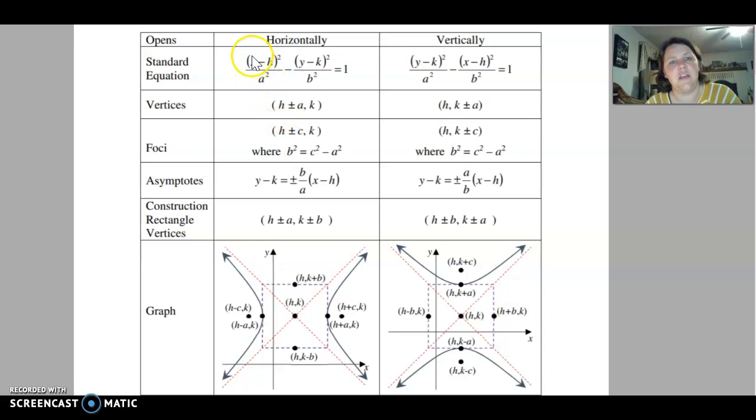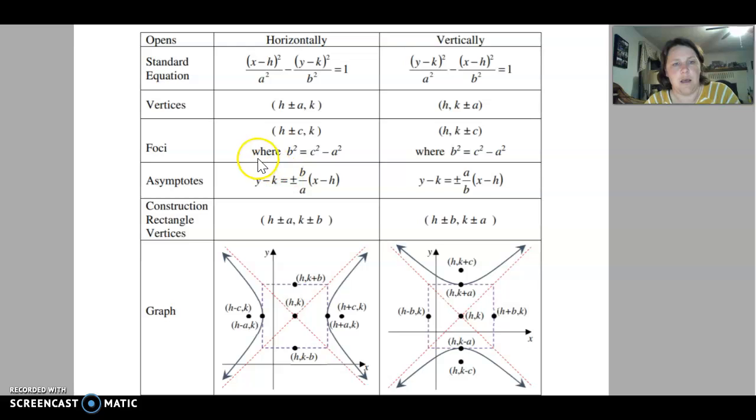So whatever term comes first is going to be the term that changes for your vertices and your foci. So in this one, horizontal, the x's come first. The x's are the ones that change values for the vertices and for the foci. The k value will stay constant.